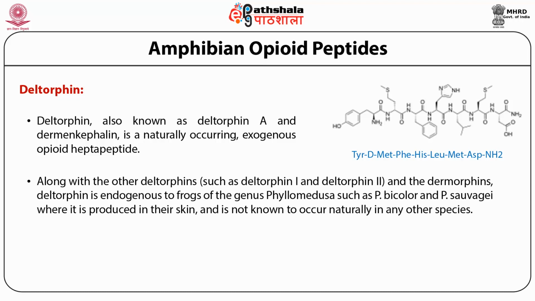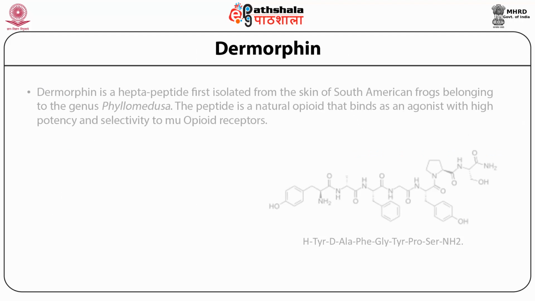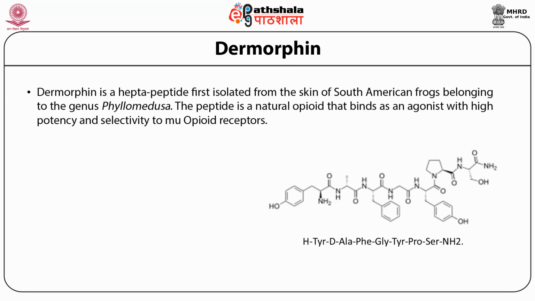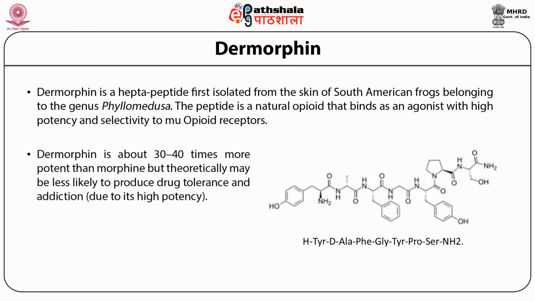the genus Phyllomedusa. Dermorphin is again a heptapeptide, and it was first isolated from the skin of South American frogs belonging to the genus Phyllomedusa. It is about 30 to 40 times more potent than morphine, but theoretically may be less likely to produce drug tolerance and addiction due to its high potency.